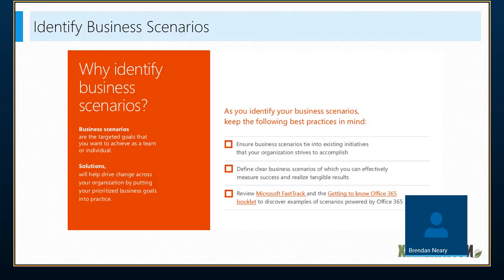As you identify those scenarios, there are a couple of best practices to keep in mind. Make sure that these business scenarios tie into some existing initiatives that the company is trying to accomplish. That will really help ensure that the technology you're trying to get adopted is aligned with things that people are actually doing and actually care about. And then, of course, define clear scenarios which you can measure, ideally, if you can measure the impact. We'll talk more about that in a little bit.